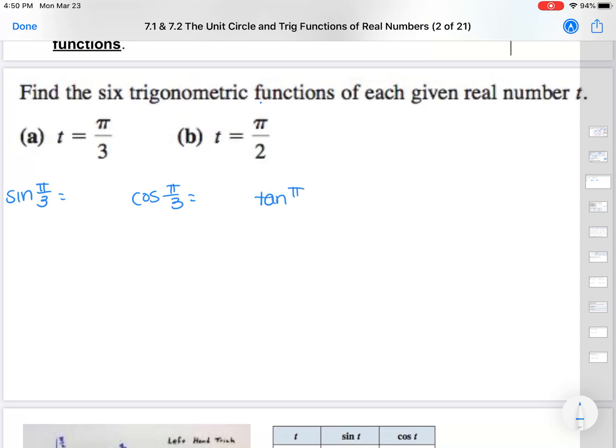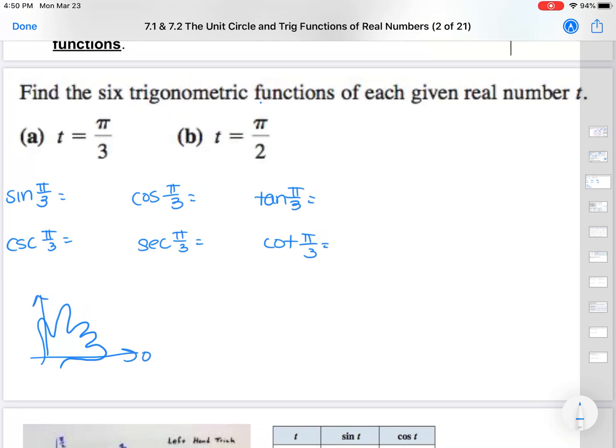Tangent of pi over 3. Then we've got cosecant, secant, and cotangent. Okay. So we need to, first of all, what might be useful is to use your hand trick. That's certainly one way. Oh, that is the worst hand ever, but yeah. Anyway, that's a pretty good kind of method here, right?